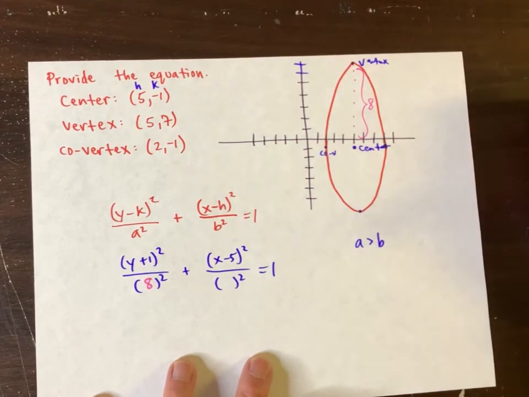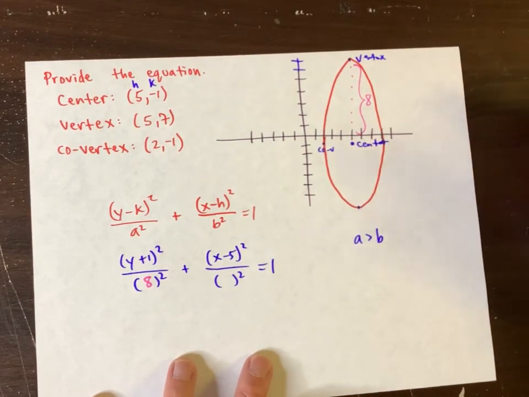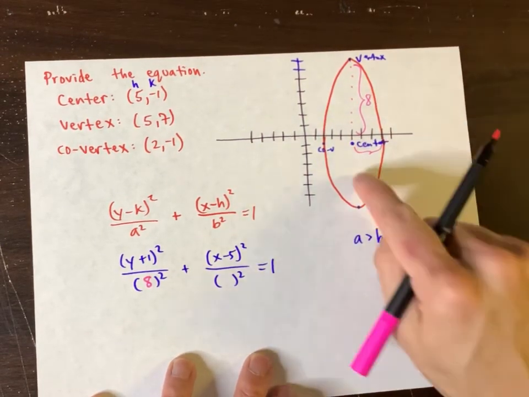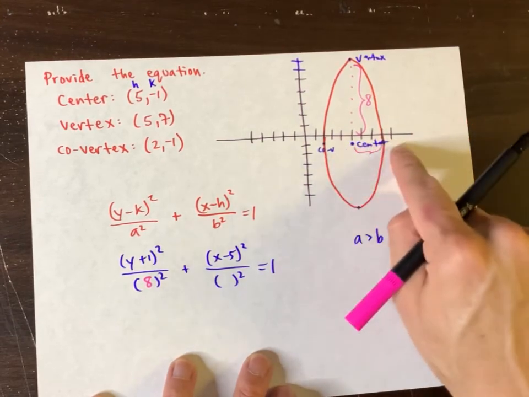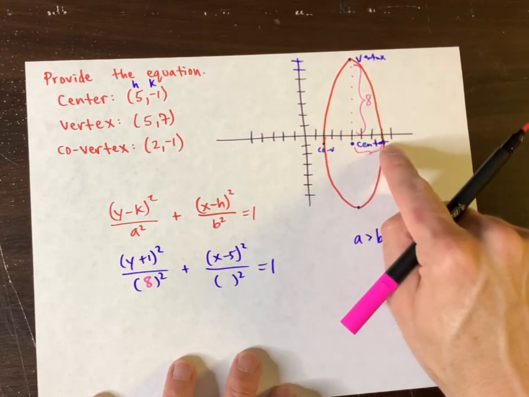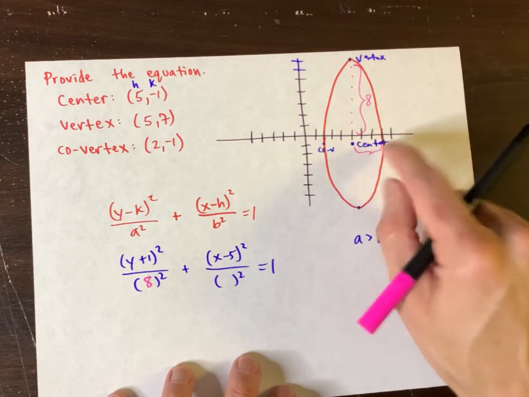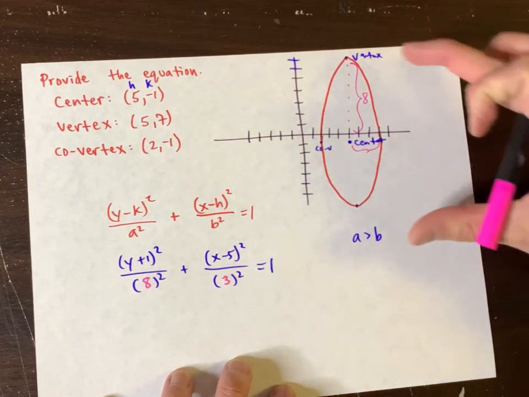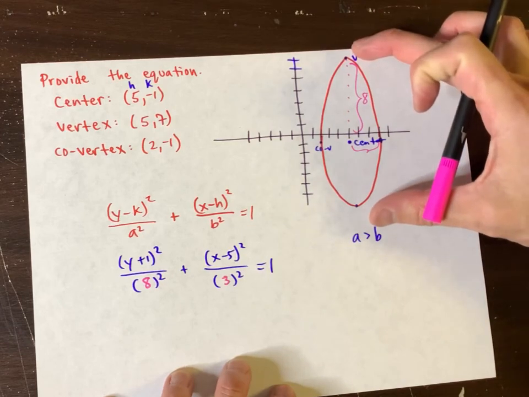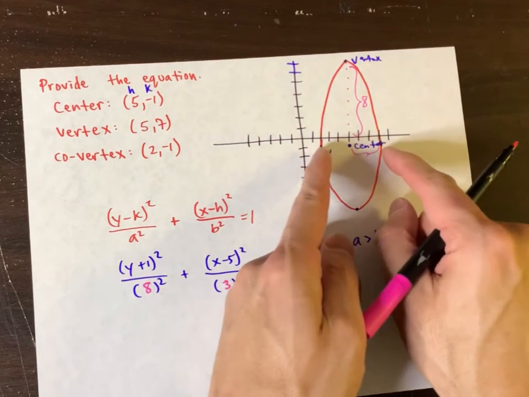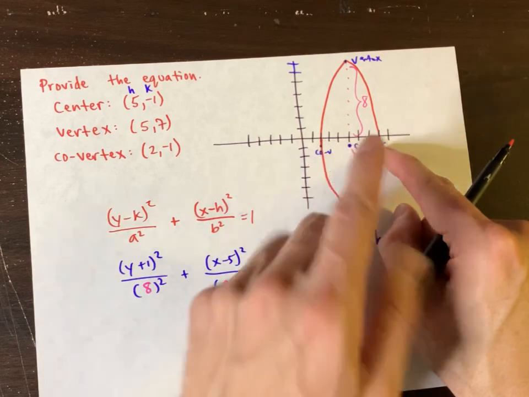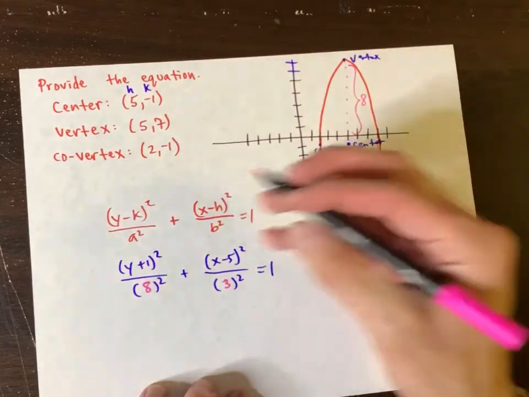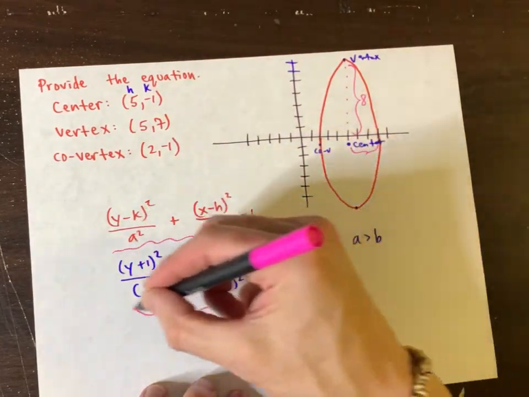Now, what about side to side? How much is it to go from here to here? Side to side is x's. So from the center to the edge, that looks like it's going to be 3 spaces. So 3 goes in here, right? Now, as an FYI, the major axis would be 16, and the minor axis would be 6. They didn't ask for that. They just wanted the equation. This would be it right here.